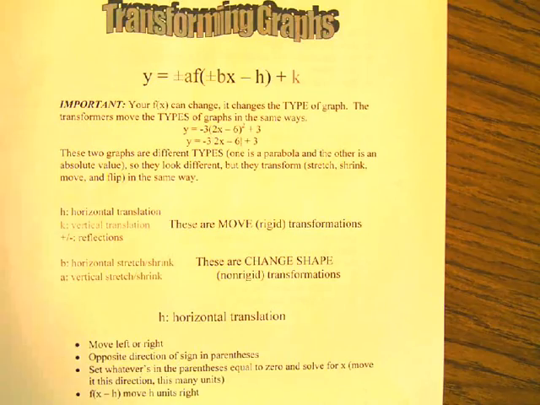So in this case, these are two different graphs. One is a squared graph, or a quadratic, which is a parabola. The other one is an absolute value, which looks like a V. They're both different types of graphs, but they move in the same way. So you start out with different points, but you do the same movements to move them.